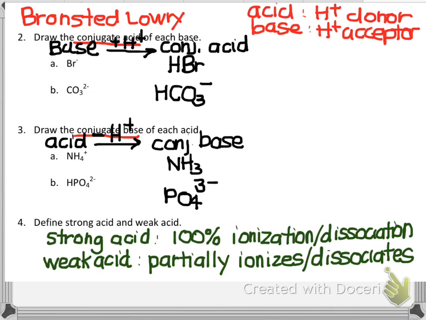Because if you only partially ionize or dissociate, it means you're only partially making products. That means if I were able to look into the beaker and see what was there, there would not only be products. Some of the reactants would remain because I can only partially ionize or dissociate to make products.